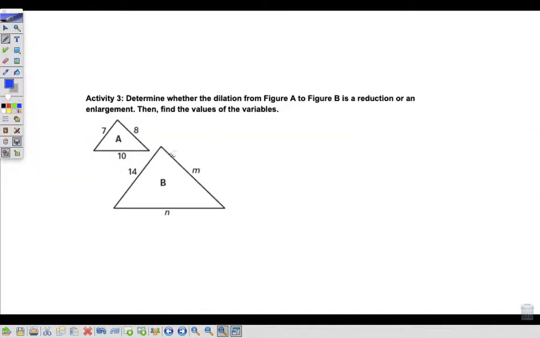The next one we're going to do, this should look familiar because this is like our similar figures that we did at the beginning. But I want to know, is this a reduction or an enlargement? So if I look from A to B, it got larger, so it's an enlargement. But now I have to look at the information they give me to try to find the values of the variables. So I know both 7 and 14. So remember, I need to write a ratio with 8 and m, 10 and n, that's equal to the ratio of 7 to 14.